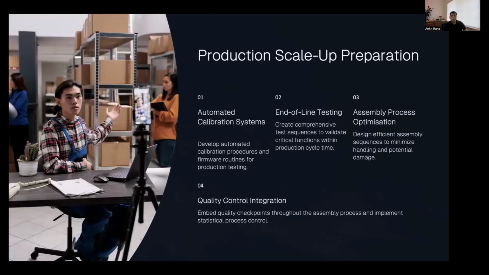As you prepare for production, testing becomes your safety net. Automated calibration systems ensure every unit leaves the line consistent. End of line testing validates crucial functions without slowing down throughput. Quality control checkpoints combined with statistical process control maintain yield at scale. And finally, field reliability monitoring gives you real world feedback to continuously improve. The key is balancing thorough validation with the practicalities of cycle time and production volume.